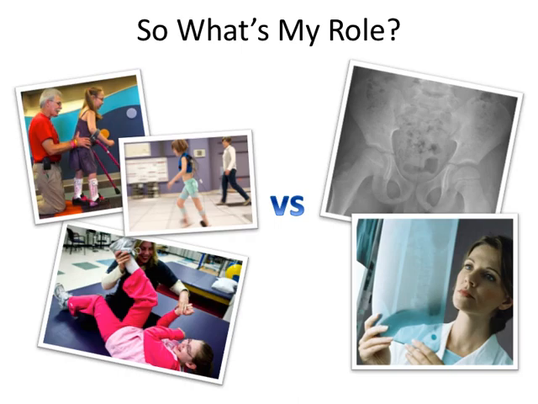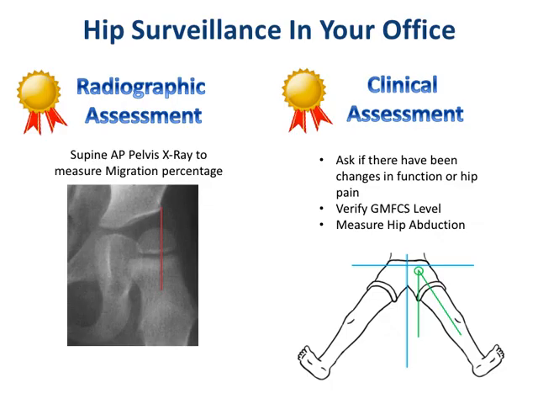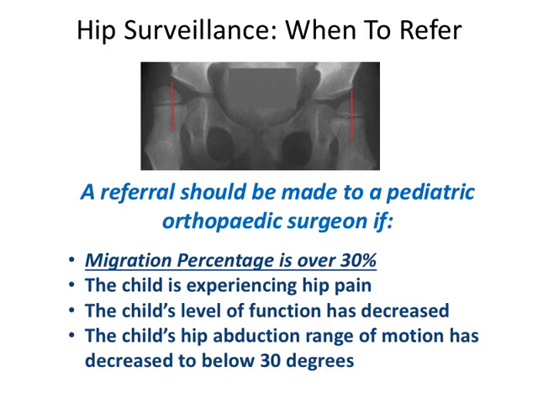And hip surveillance has these two twin parts to it. One is a radiographic assessment, but equally important is a clinical assessment that you'll be doing with each visit that a child has to you in the clinic. And so understanding the patterns of referral are also important.